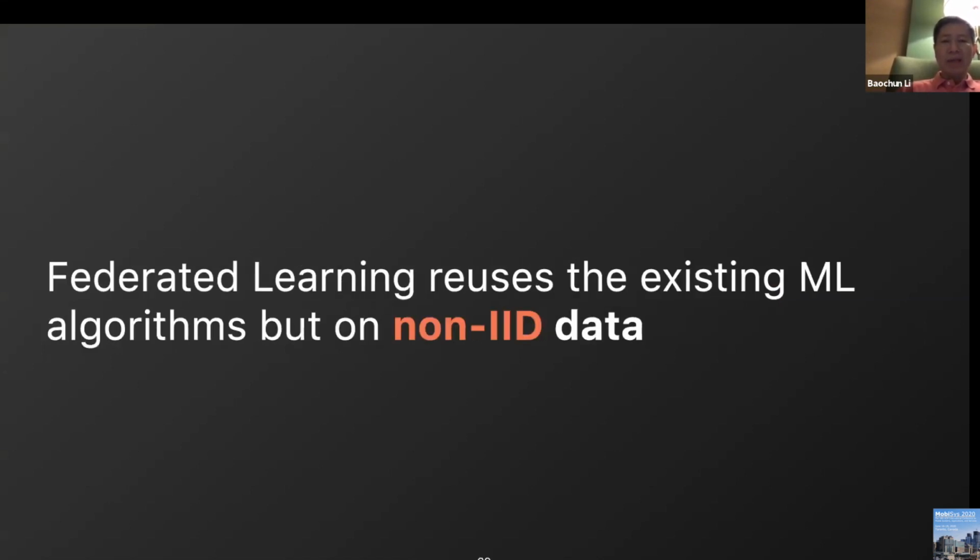However, if we actually do federated learning on the local devices, then we are reusing all of the algorithms, but just offloading the algorithms to the devices. But it turns out that because each device only has its local data for training, the data is inherently biased and non-IID.